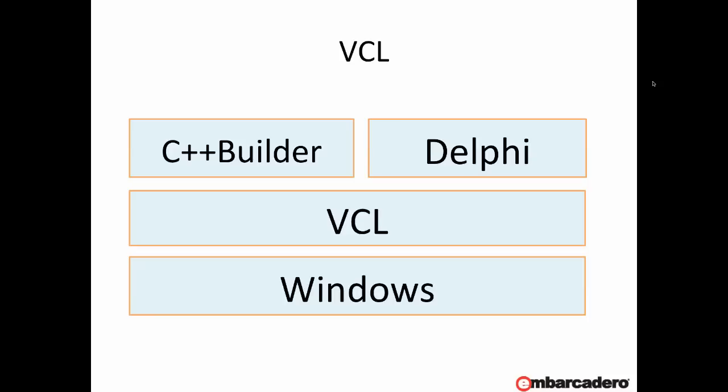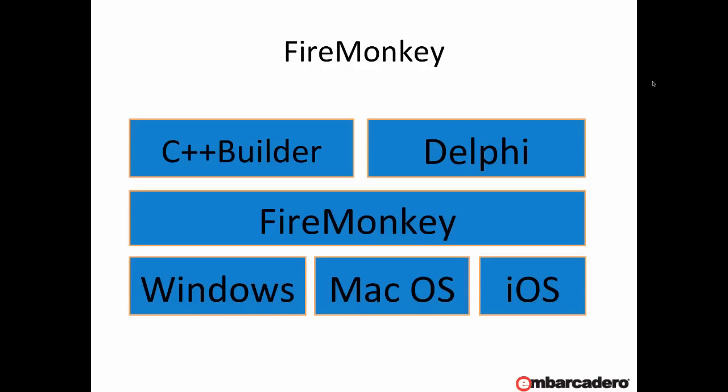Recently Embarcadero have introduced FireMonkey as a new platform, and the FireMonkey platform looks very similar to the structure of VCL in this sense. So let's have a look. With FireMonkey we can still work through C++ Builder and Delphi in the same way that we have to the VCL before, and we can still target down to Windows, but there's also the additional ability to target macOS and iOS.